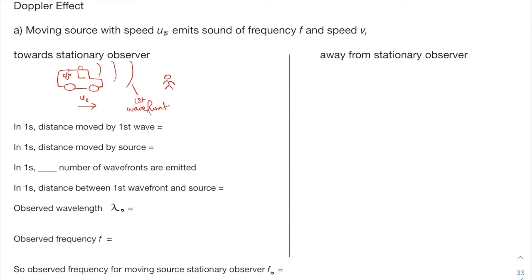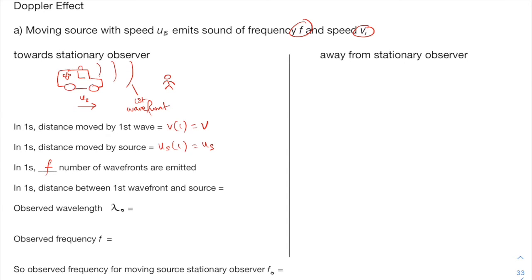So let's derive a formula for the observed frequency. In 1 second, the distance moved by the first wavefront would have been the speed of the wave multiplied by the time, 1 second. So it will be v times 1, which is v. Similarly, in 1 second, the distance moved by the source will be u subscript s times 1, which is u subscript s. Also, remember, the frequency for sound is f. So in 1 second, f number of wavefronts are emitted.